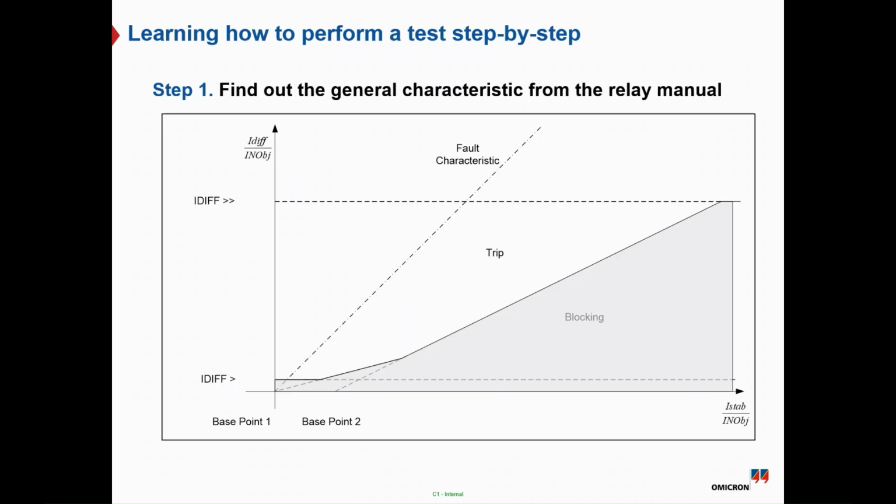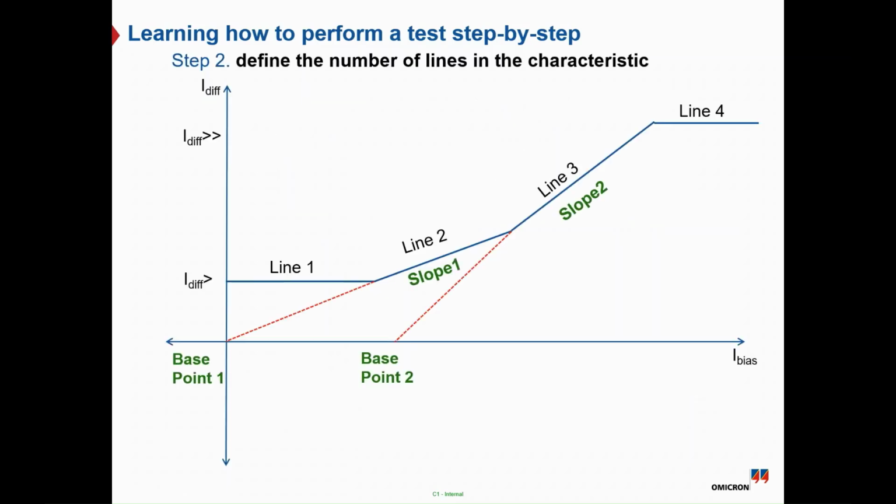IDIF double greater represents the unrestrained differential function. We can also define the values and the graph in base point 1 and base point 2 to define the tripping zone and the blocking zone for the characteristic. So step 2, you have to define the number of lines in the characteristic from the relay protection manual. For our example, we have 4 lines, line 1, line 2, line 3, and line 4.